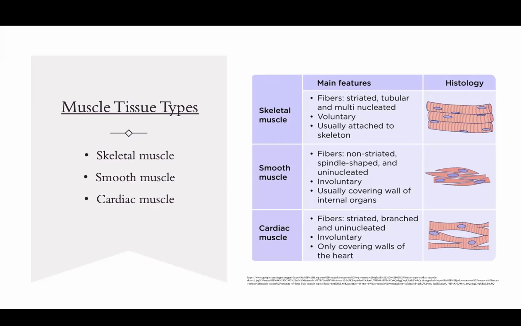Smooth muscle is non-striated and it's spindle-shaped, but it's uninucleated, meaning there's only one nucleus per smooth muscle cell. Smooth muscle is an involuntary muscle, and it is usually covering the walls of your internal organs, like your stomach, your liver, your intestines, your gallbladder, on and on, your esophagus, even. Cardiac muscle is striated, but it's branched, and it's uninucleated, meaning one nucleus per cell. It's an involuntary muscle, and it only covers the walls of a person's heart.